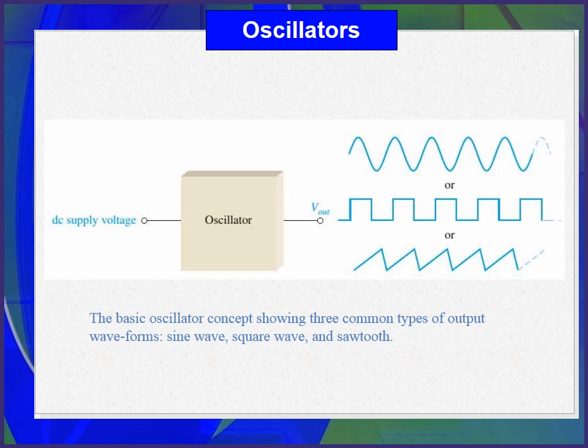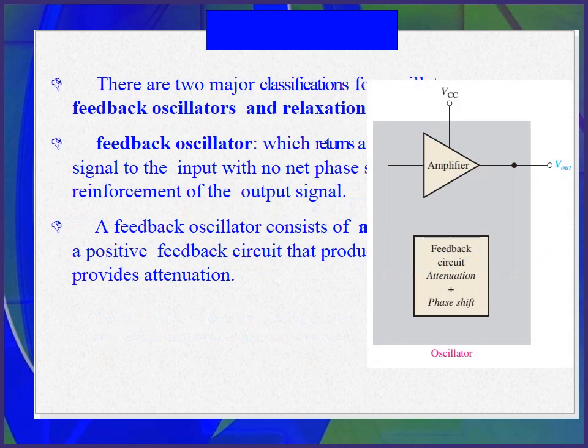So the oscillator can be of two types. One type is the feedback oscillator, which returns a fraction of the output signal to the input with no net phase shift, resulting in a reinforcement of the output signal. After oscillations are started, the loop gain is maintained at 1 to maintain oscillation.